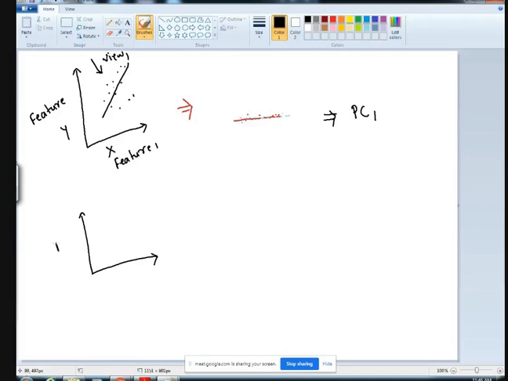Now we can also view this particular data set with another view. So we can have a different dimension that is available with us. So how are we supposed to view? Let us say we are viewing from this point.